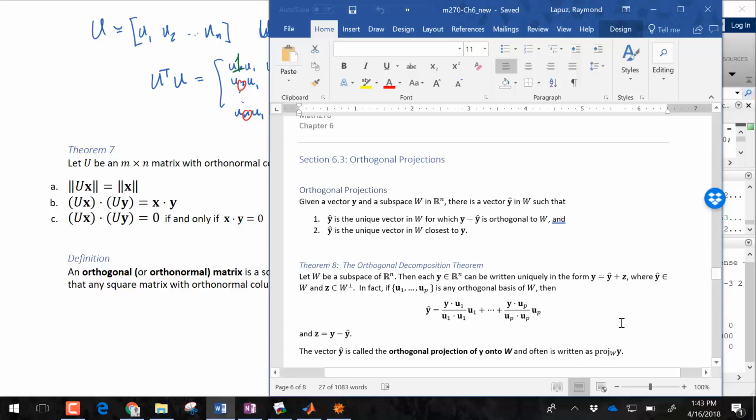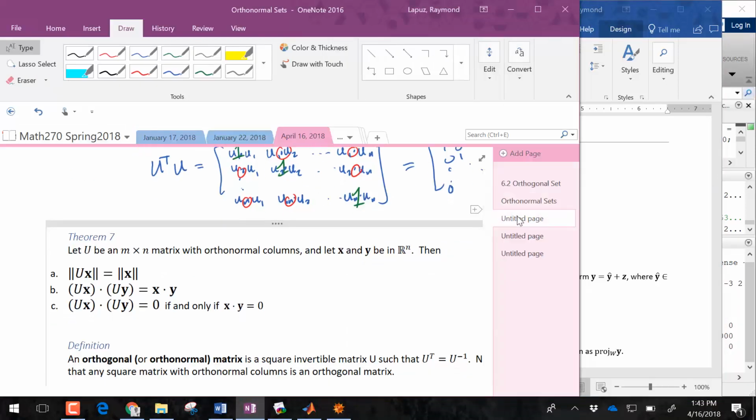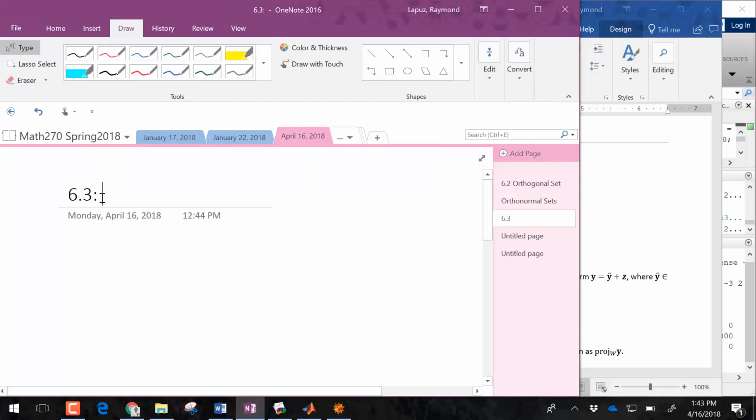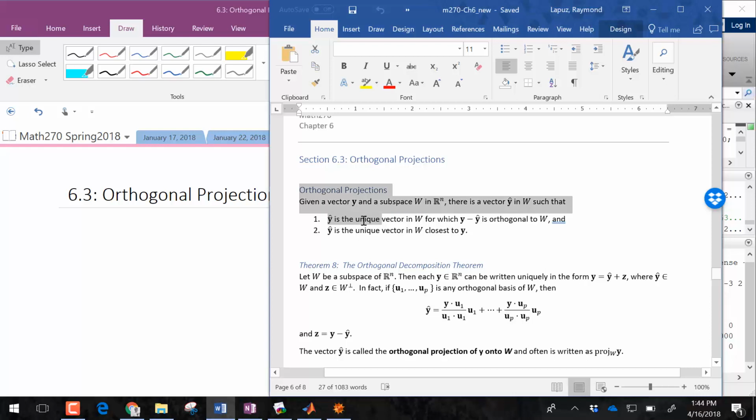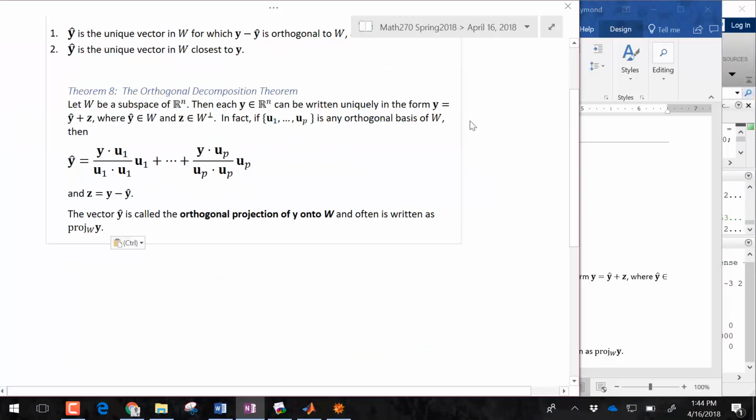Let's talk about orthogonal projections now. We talked about orthogonal projections between two vectors, but now let's generalize this idea to orthogonal projections between a vector and an actual orthogonal space. So not just one vector onto another vector, but one vector onto a whole space that it's supposed to be perpendicular to. This is the next section already, 6.3. See if we can make sense out of this.